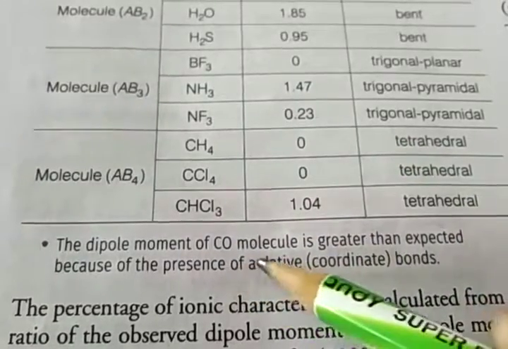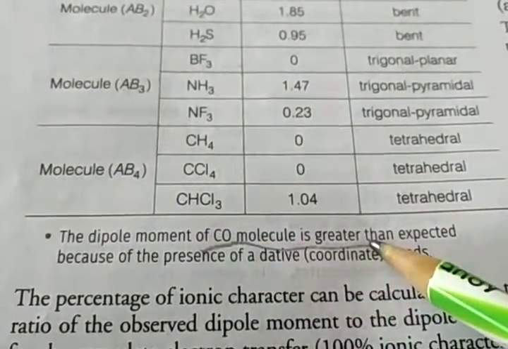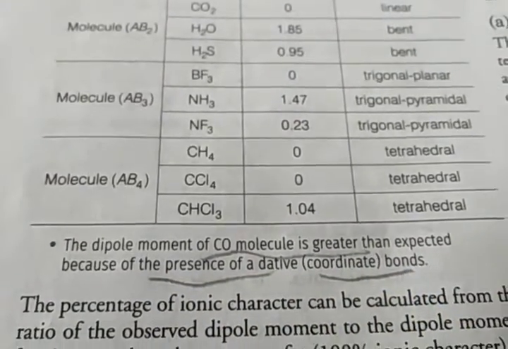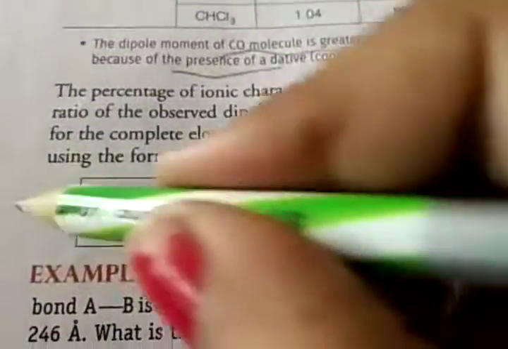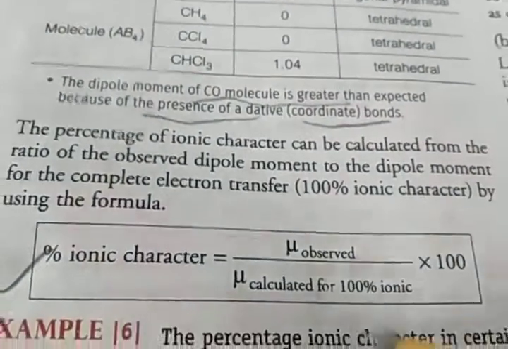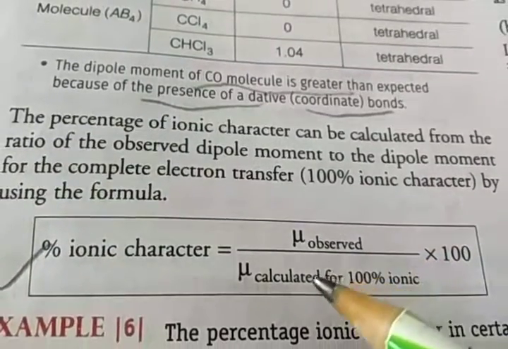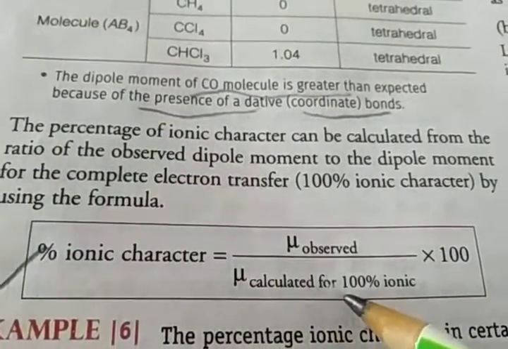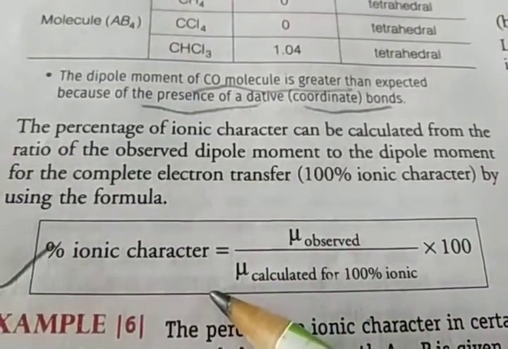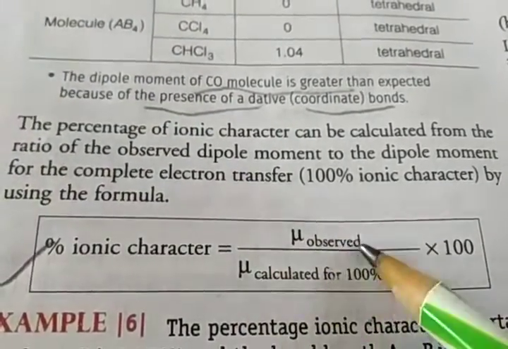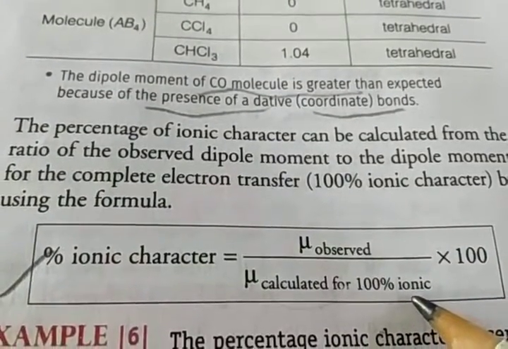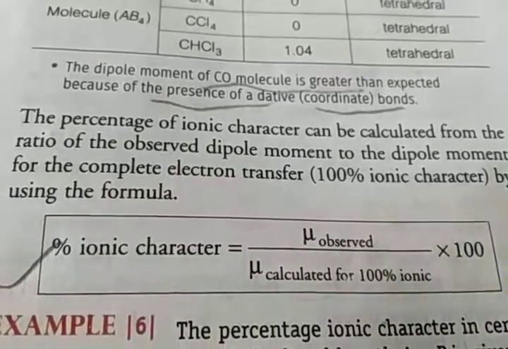The dipole moment of carbon monoxide is greater than expected because of the presence of a coordinate bond. Clear? Then percentage ionic character. Percentage ionic character is determined by this formula: mu observed divided by mu calculated for 100% ionic, into 100.